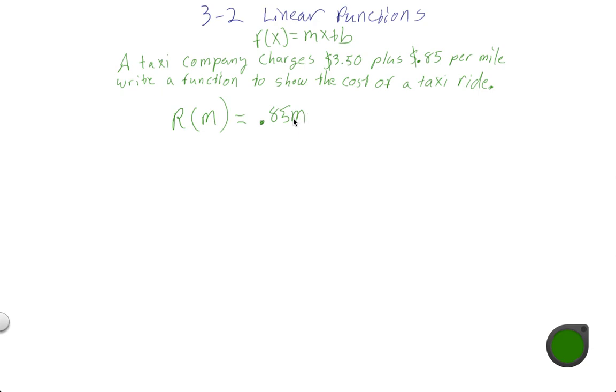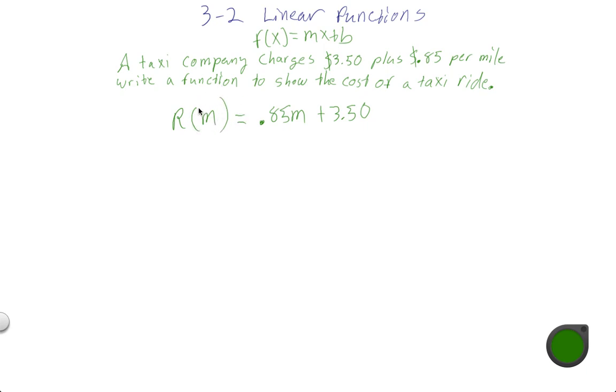And then even if you don't go anywhere, even if you just get in the taxi and then get right back out, they're going to charge you $3.50 for being in their taxi and possibly exposing them to coronavirus. I don't know. Okay, so this would be your function, and that's really all there is to it. R of m equals 0.85 m plus 3.50. And you can plug in however many miles.